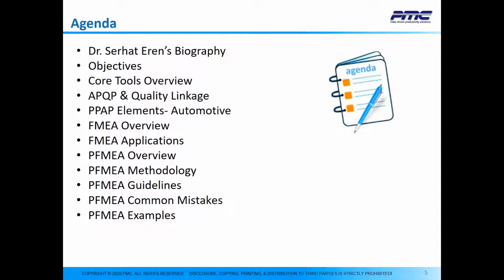Today, the agenda will include a little bit about myself, objectives, a high-level core tools overview, APQP and quality linkage, and PPAP elements. That's where we're going to define where FMEA, or failure mode and effects analysis, is coming from. Then a high-level overview of the FMEA and its applications. Then we'll get into the Process FMEA: again, an overview, the methodology we're going to follow, the guidelines, and a couple of examples.